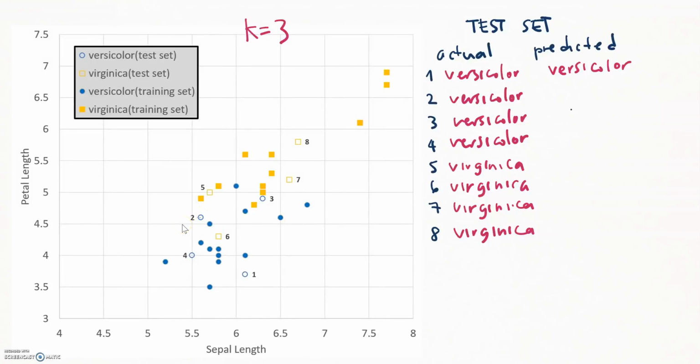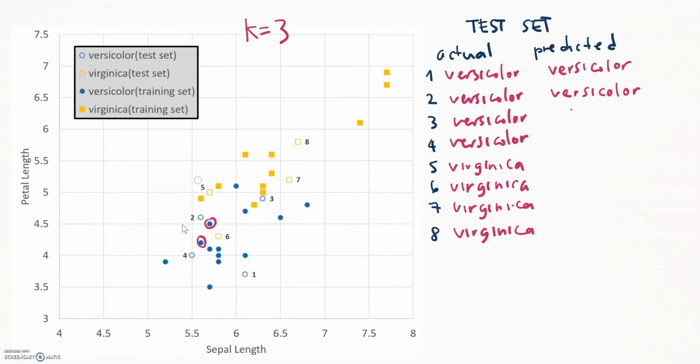For record number 2, the 3 nearest neighbors are this record, this record, and this record. We see that among these 3 records, there are 2 versicolor and 1 virginica. By majority voting, versicolor is in the majority, so the predicted classification for this record will be versicolor.